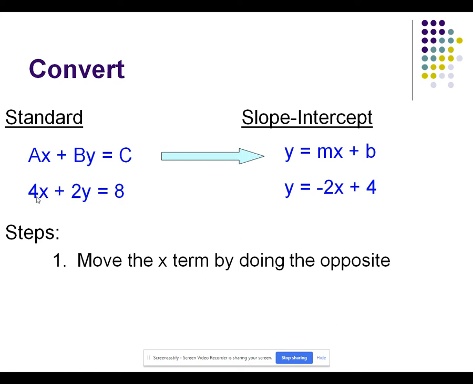So we don't want the x over here. If I have an equation in slope-intercept form, we want the y by itself. So the first thing I need to do is get rid of this x. So this whole term needs to move to the other side. And you're going to move it by doing the opposite. So if this is a positive number, you're going to subtract it to the other side. If it's a negative number, you're going to add it to the other side. So I've got positive 4x, so I would minus 4x from both sides.